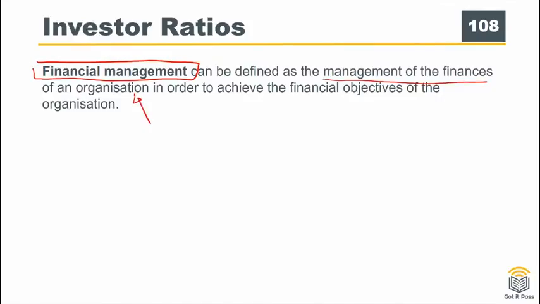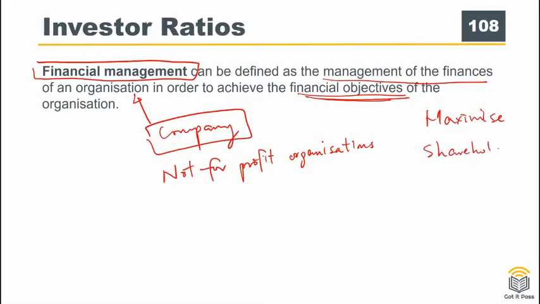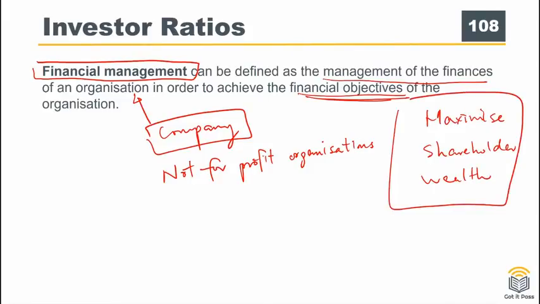An organization can be a company, or it can be a not-for-profit organization. But if we look at the company, then the financial objective of this organization is to maximize shareholder wealth. A lot of people know that the financial objective of a profit-making company is to maximize the shareholder wealth.